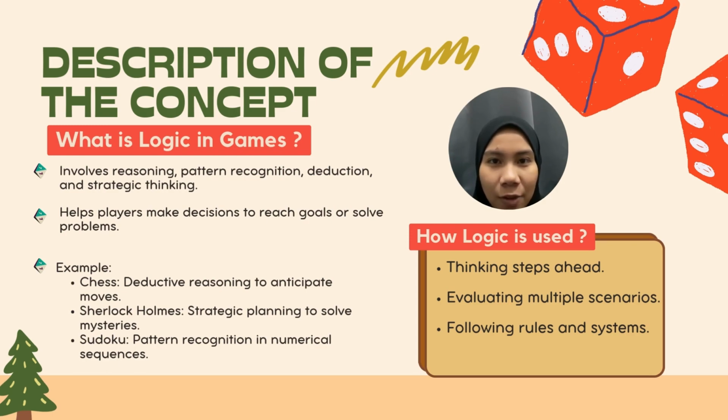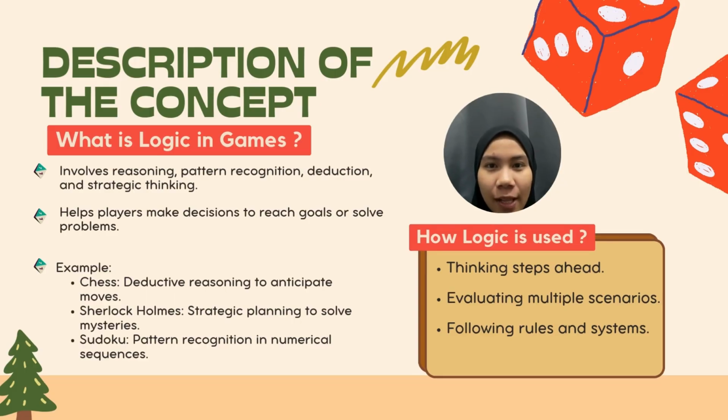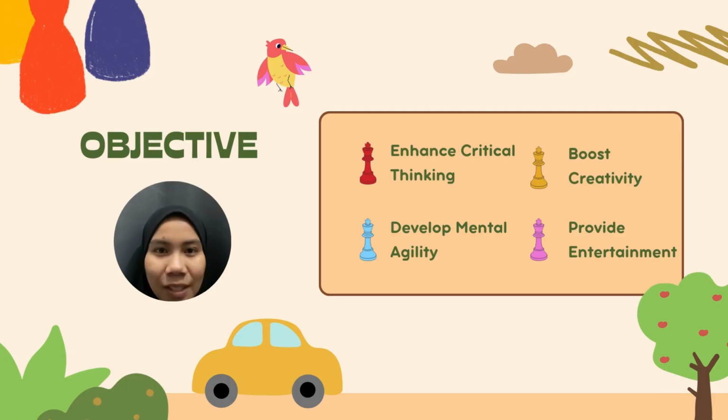Now, how is logic used in games? Logic helps us think ahead, evaluate different scenarios, and follow rules or systems to achieve our goals. We have 4 objectives. First, enhance critical thinking. Games encourage players to analyze situations, solve problems, and make decisions based on logic and strategy.